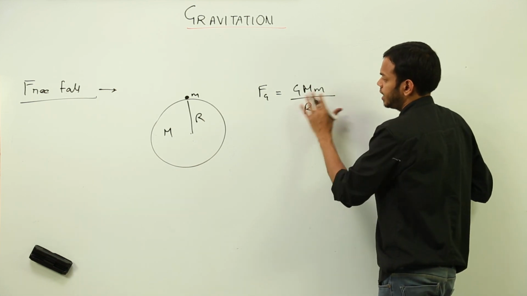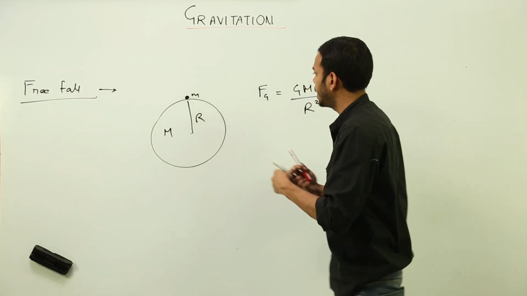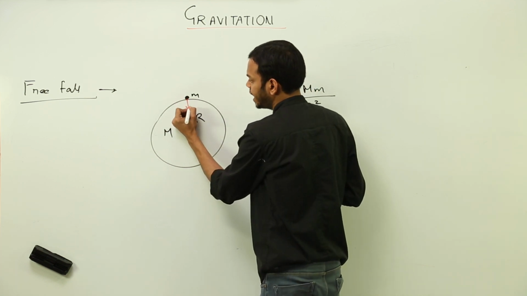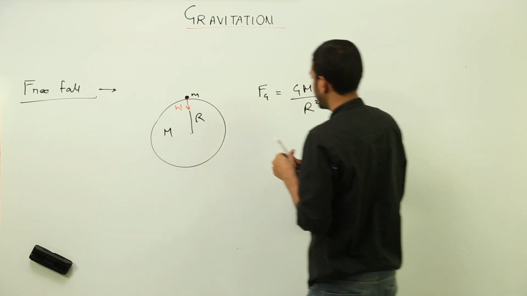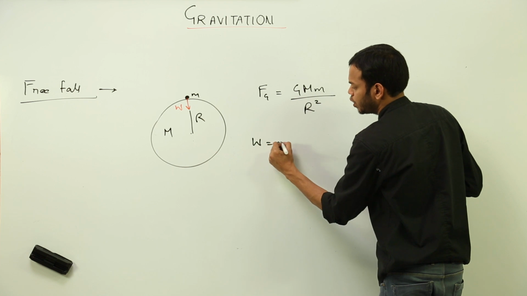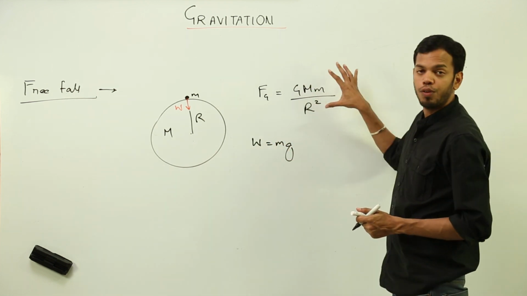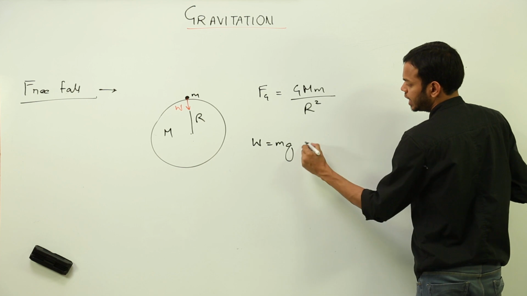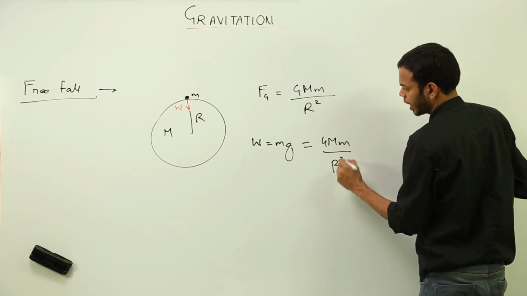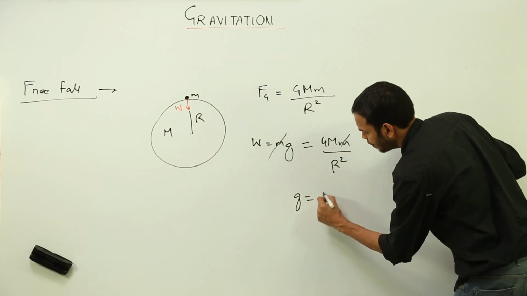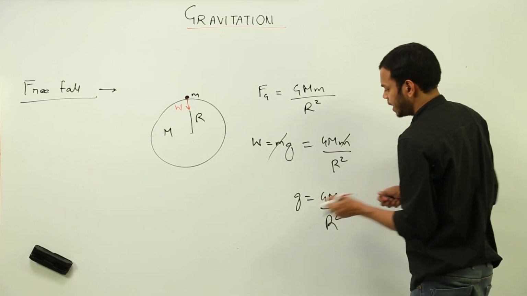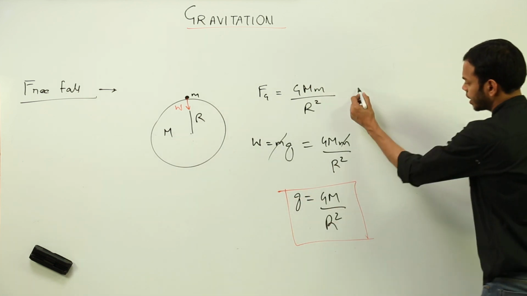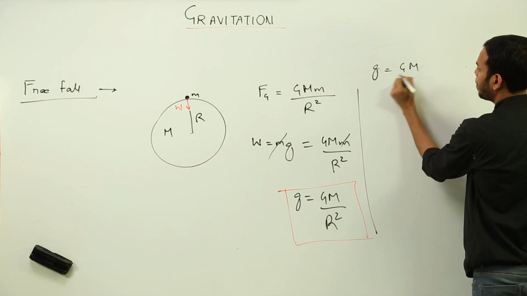So this is the formula, but this body is being pulled towards the center of earth with a force which till date we call weight. And what is weight? Weight is m into g. So basically, the gravitational force of attraction applied by earth is causing the weight of the body. So mg is equal to G M m upon r square. From here I get acceleration due to gravity, g, is G M upon r square, and from this formula we can find out the value of acceleration due to gravity on earth.